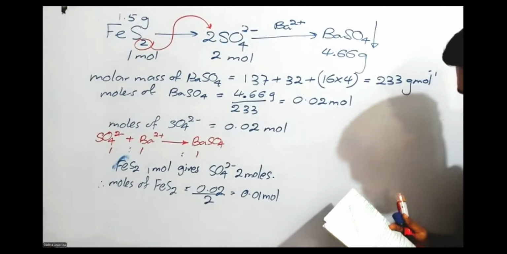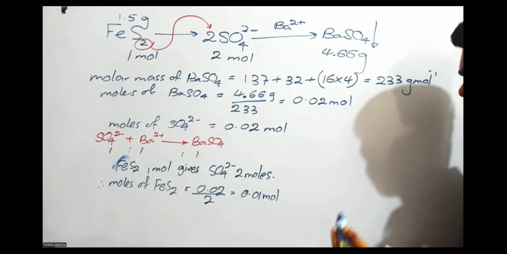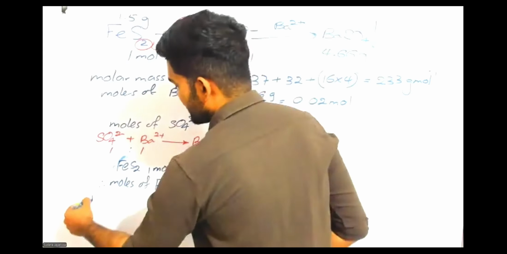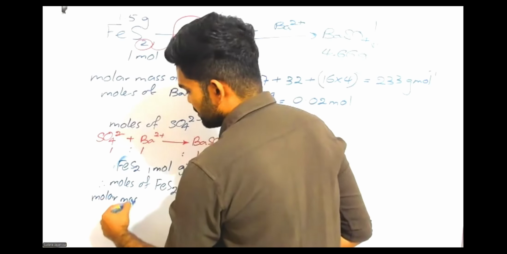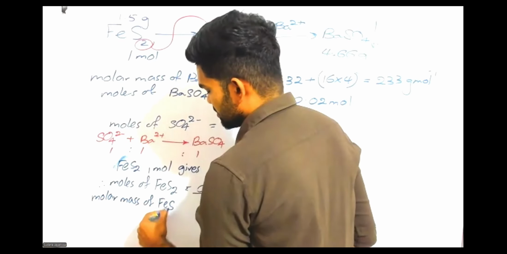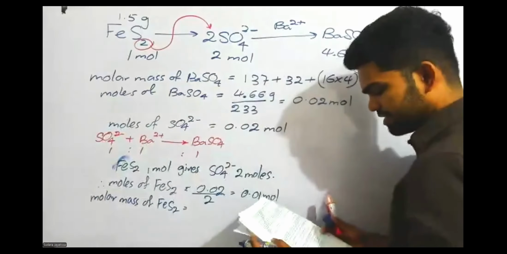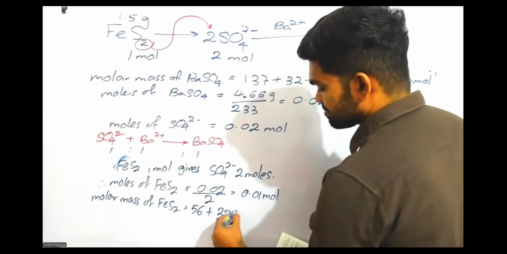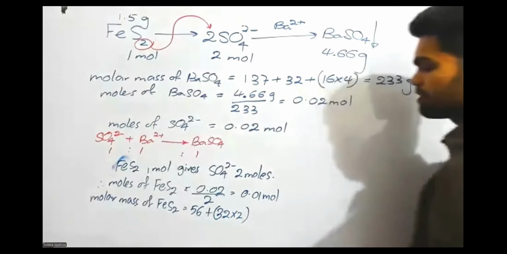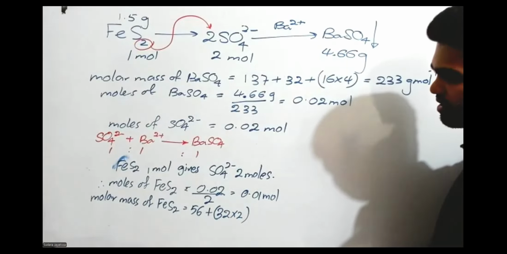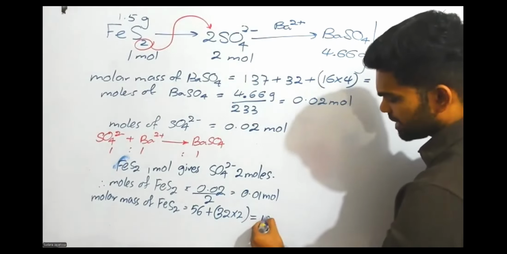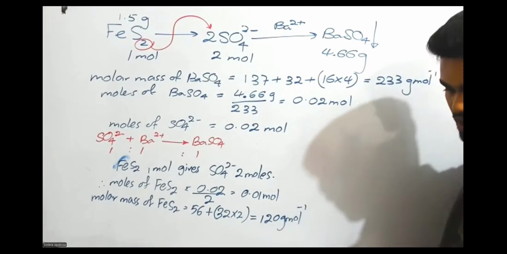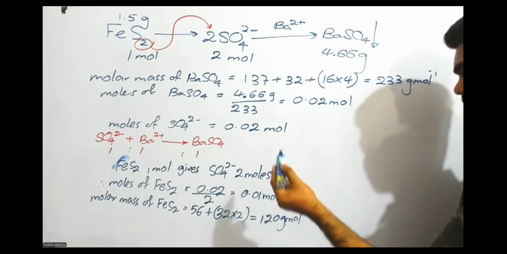Now we need the mass percentage of FeS2. In order to do that, you need the mass of FeS2, right? So before that, we need to find what? The molar mass of FeS2. To find that, we need the relative atomic mass of iron and sulfur. 32, 64, 64, then 120 grams per mole.